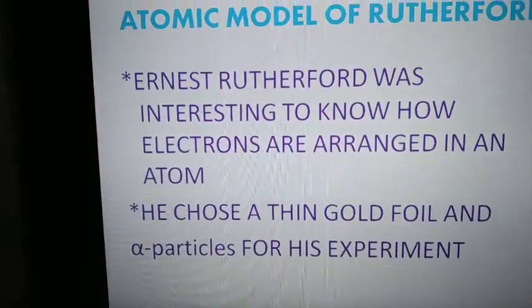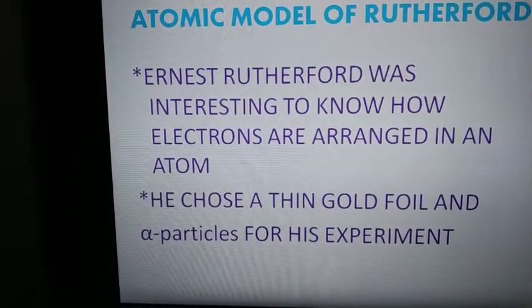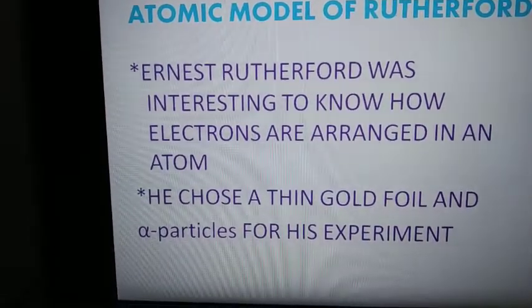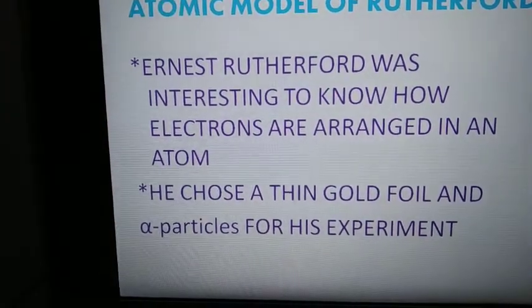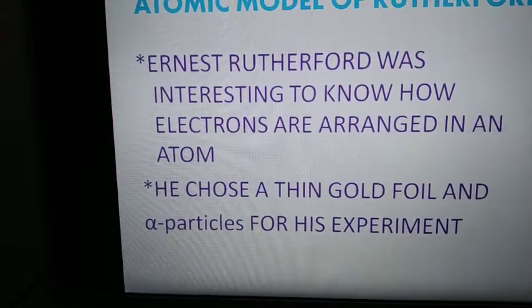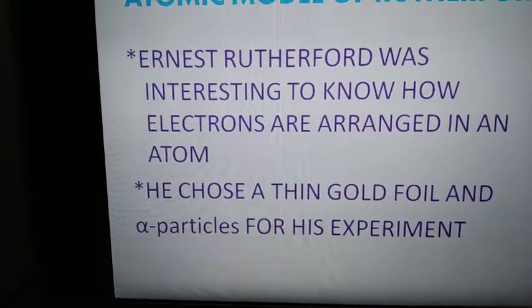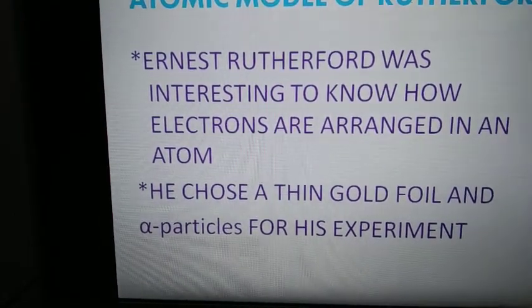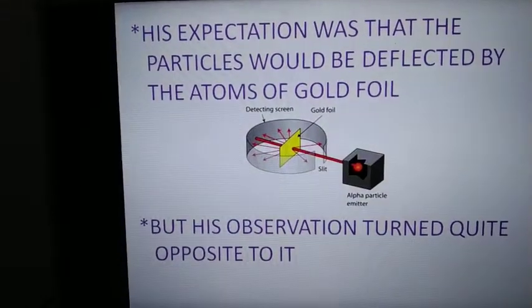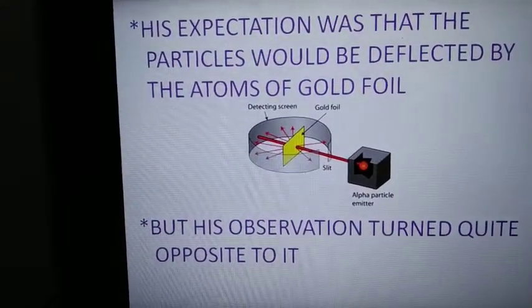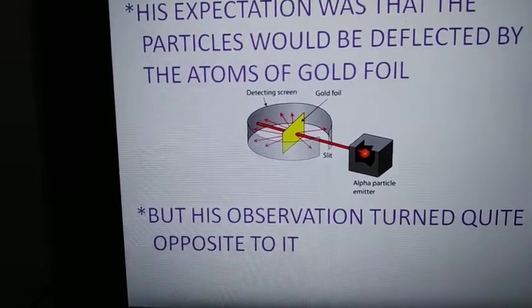Next we will see the atomic model of Rutherford. His full name was Ernest Rutherford. He was interested to know how electrons are distributed in an atom, so he decided to do an experiment. He chose a thin gold foil and alpha particles, that is doubly charged helium, for his experiment. His expectation was that the particles would be deflected by the atoms of the gold foil, but the observations turned out quite opposite to it.